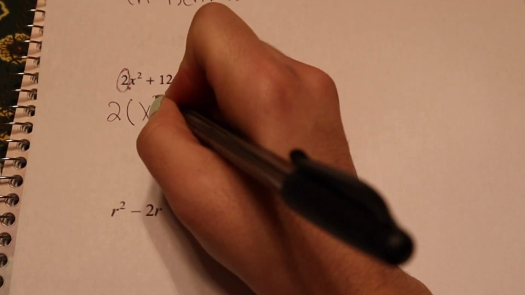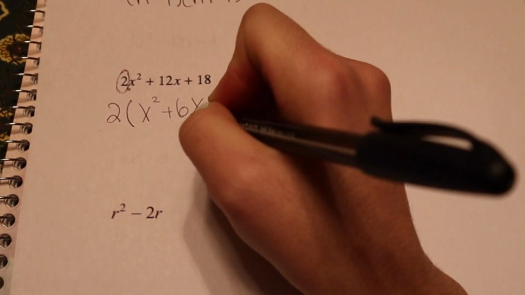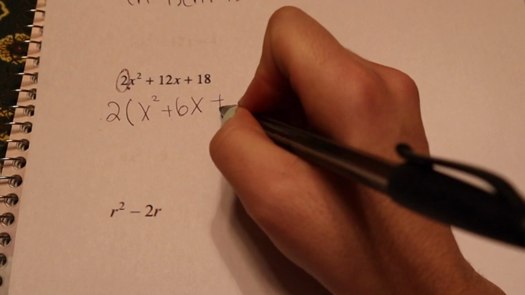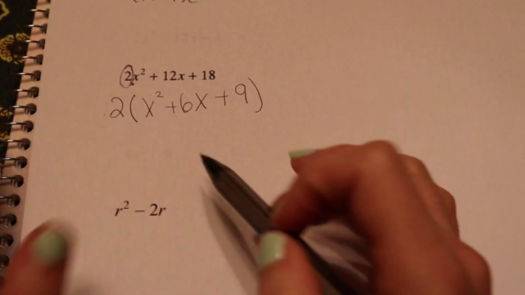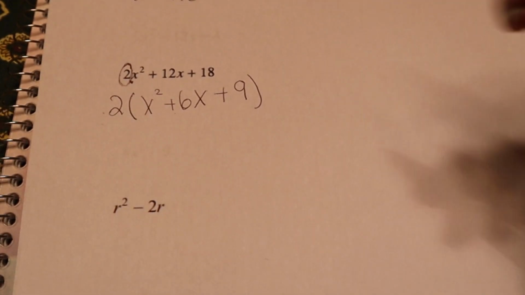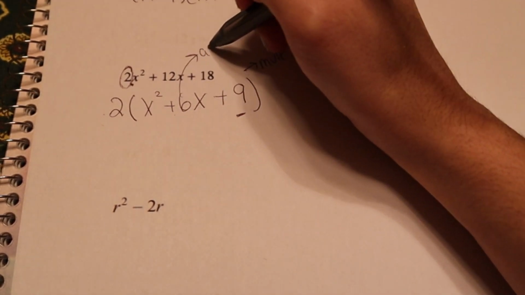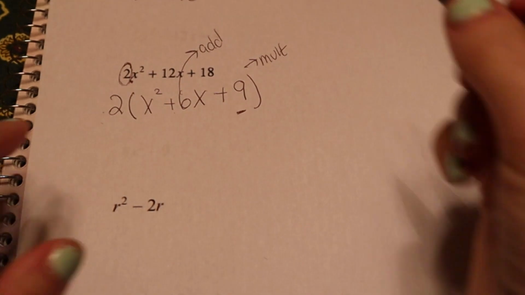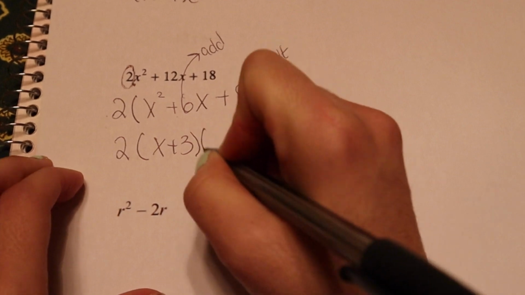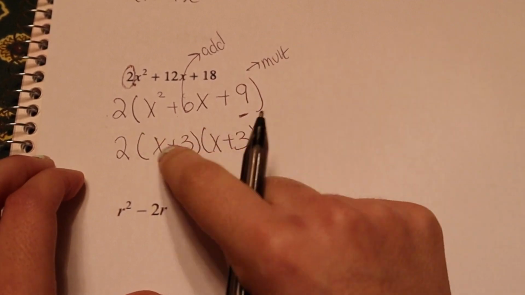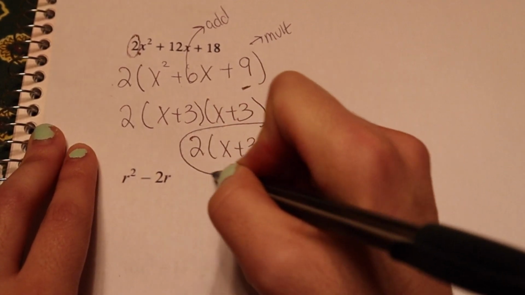So this is going to be x squared. 2 times what will give me 12x? That would be 6x. 2 times what will give me 18? That would be 9. Now I can ignore the 2 and go about this problem like normal. So I need to multiply to a positive, and it needs to add to a positive. So my factors need to both be positive. So my 2 is going to be on the outside, and it's going to be x plus 3 and x plus 3. Since this is the same factor twice, I can rewrite this as 2 times x plus 3 squared.